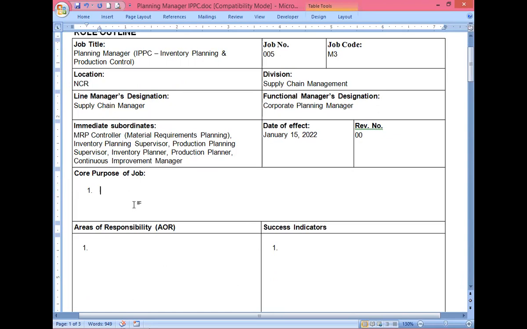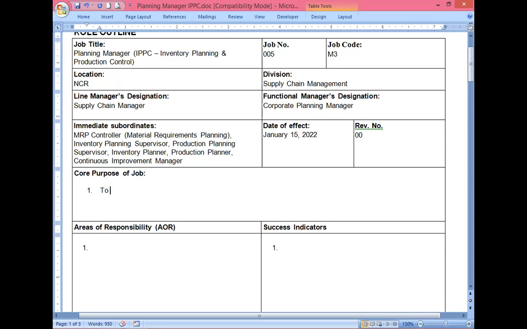Okay, I would say this job is overseeing the inventory planning and production control function. Okay, this is under one umbrella, under one department, but you segregate the responsibilities between inventory and the finished goods or the finished products. Okay, so the position will oversee. So I'll start again with to. Always when it comes to core purpose of job, you always start with the word to.